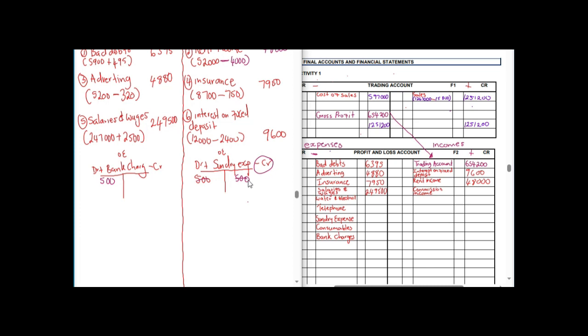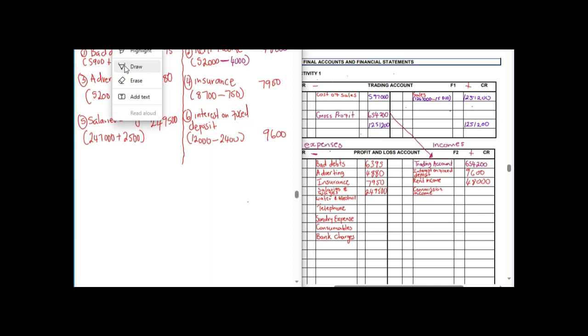So guys, under sundry, this is what happened, meaning we added bank charges while we subtracted under sundry expense. So guys, let's record this as it is required. What we are going to do is write transaction number 7. We are going to say number 7, what happened?